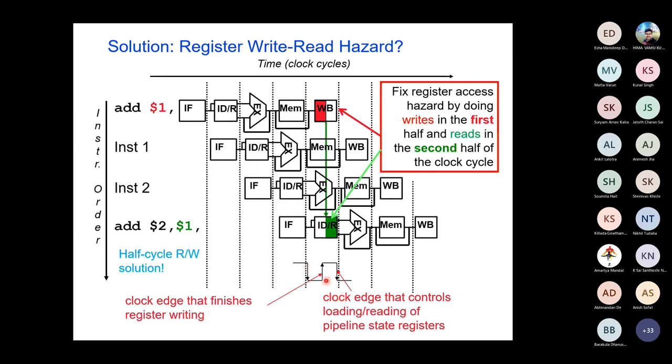So this is the total clock cycle for this interval. In this half cycle, we finish the register write here, and in the next half cycle, we finish a register read. So read always follows write. Remember this rule. By doing this simple hardware change and utilizing the fact that the register access is very fast, this kind of hazard can be resolved by this half cycle read write solution.